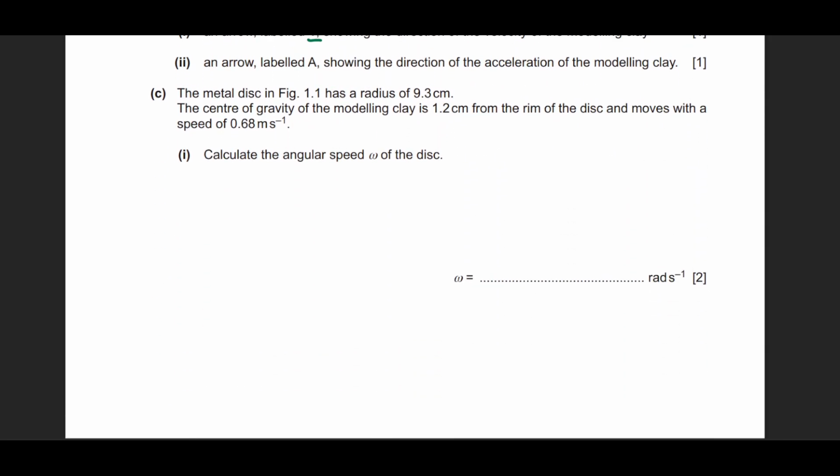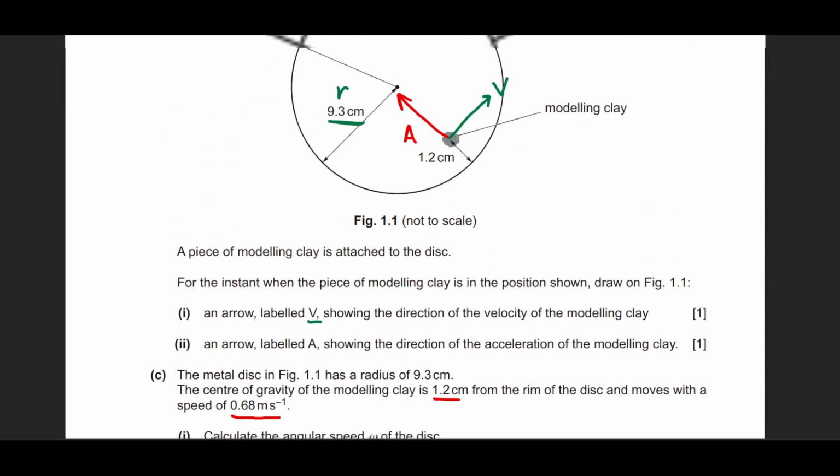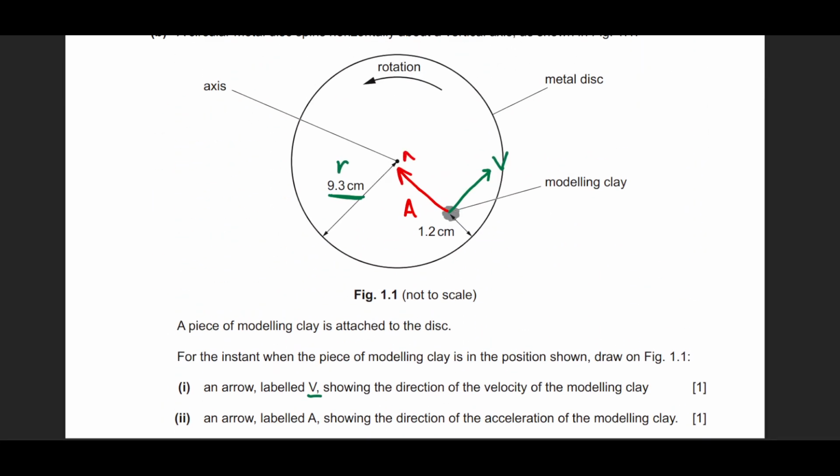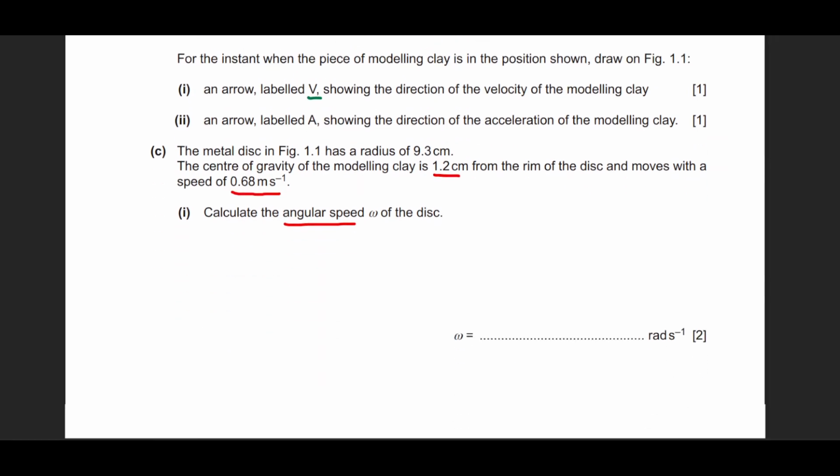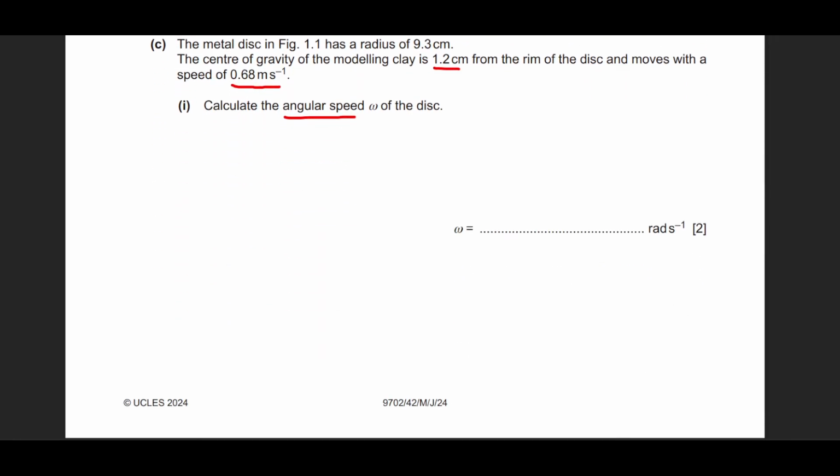Next we have a question. He says calculate the angular speed. So we have a certain tangential velocity, which is V, and the distance from the clay. But we can't use this 1.2. We have to use the distance from the center, because that will be the radius r, the distance r from the center of the circle to that specific point. So this is for the disk. So this will be V equals r omega, right?